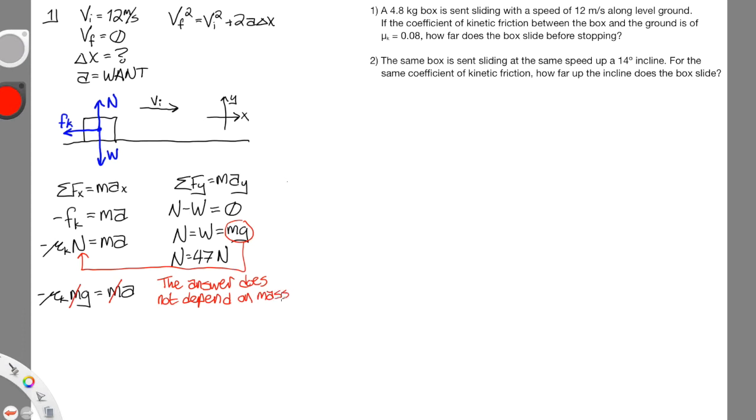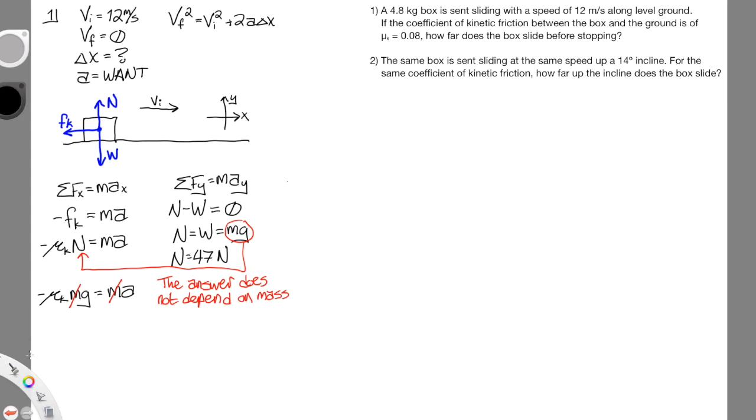If you ever get a problem where you aren't given the mass and you feel like you need it, work symbolically in the math like this. Call the mass m and carry it around with you until it cancels out. Or if the mass truly doesn't matter, you could just pick a value and plug it in. And since the mass doesn't matter, whether you pick 1 kilogram or 100 kilograms, you should get the same answer.